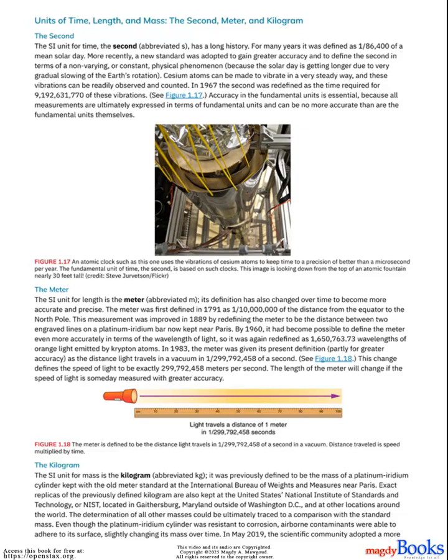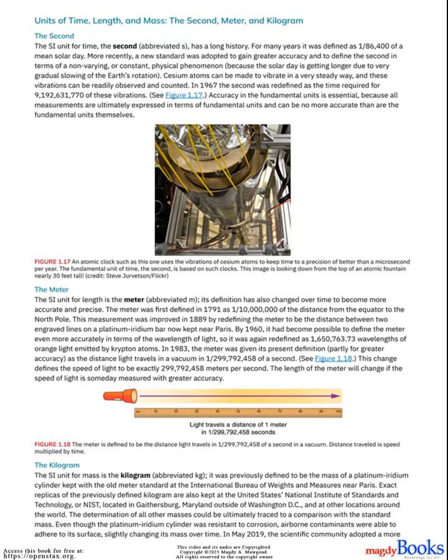B. The meter. The SI unit for length is the meter, abbreviated m. Its definition has also changed over time to become more accurate and precise. The meter was first defined in 1791 as 1/10 million of the distance from the equator to the North Pole. This measurement was improved in 1889 by redefining the meter to be the distance between two engraved lines on a platinum iridium bar now kept near Paris.